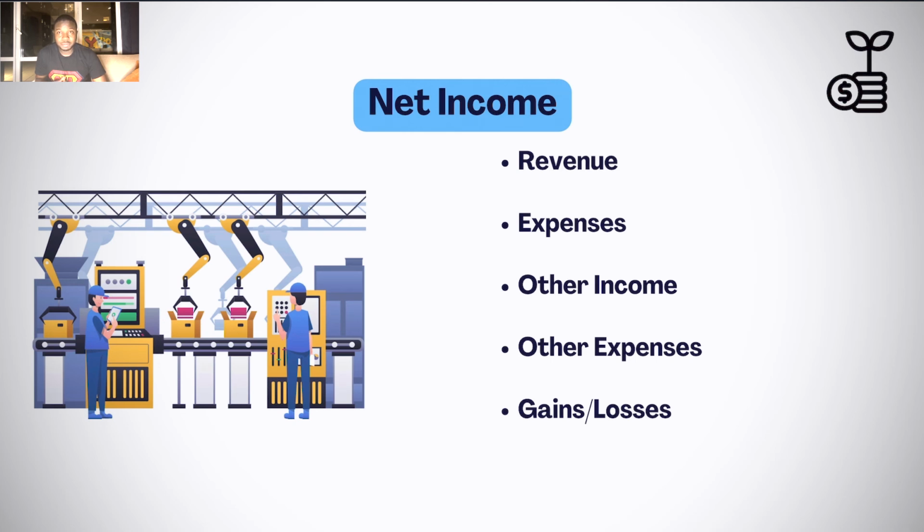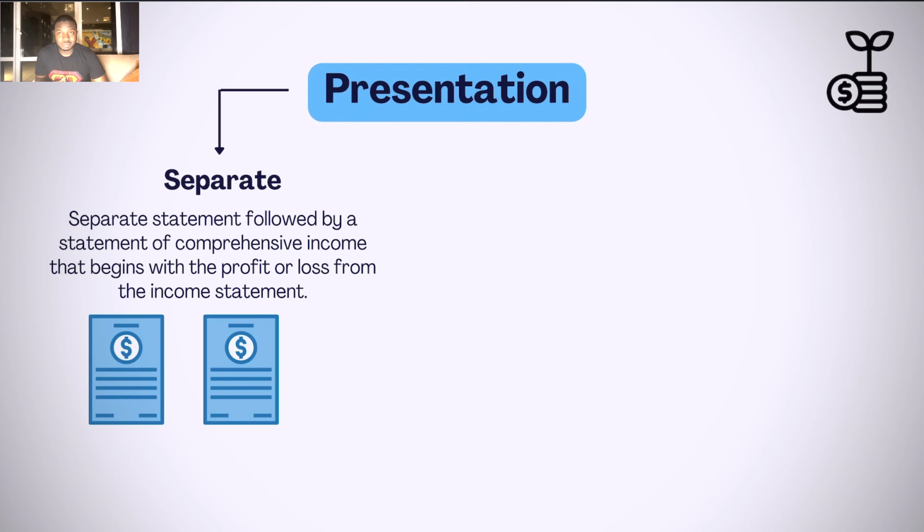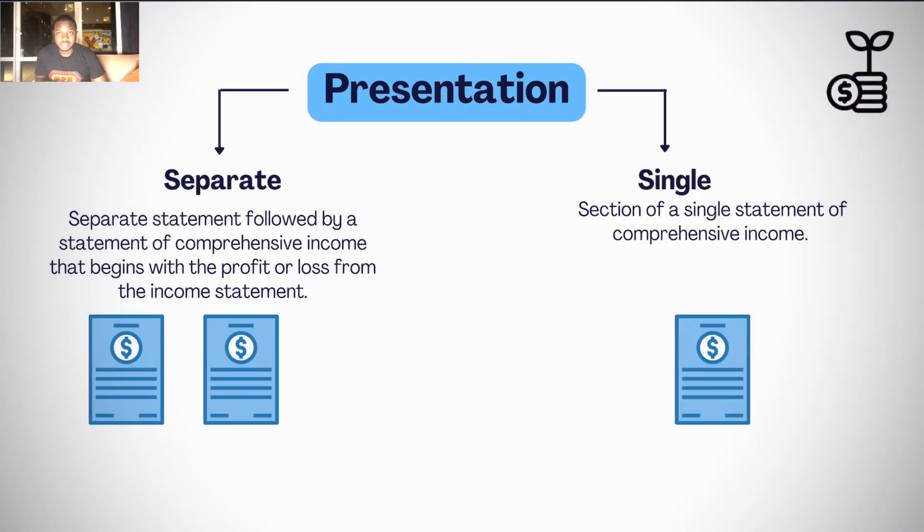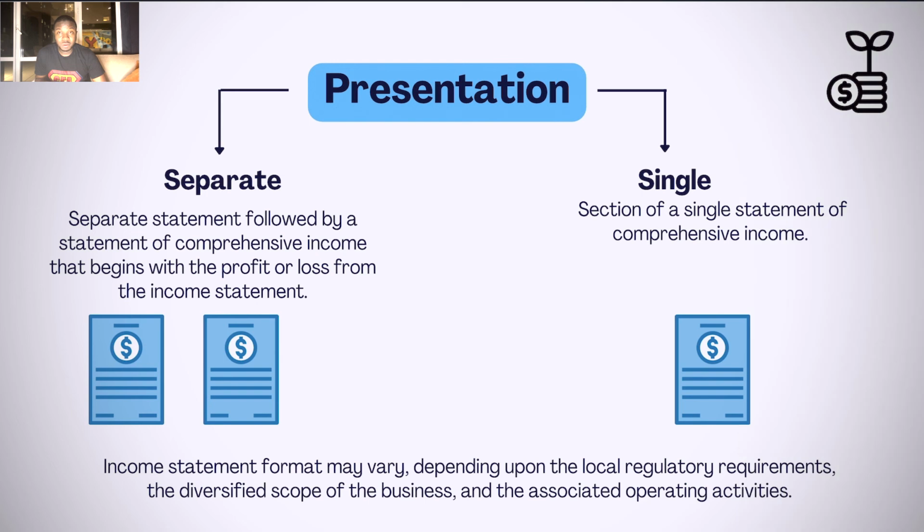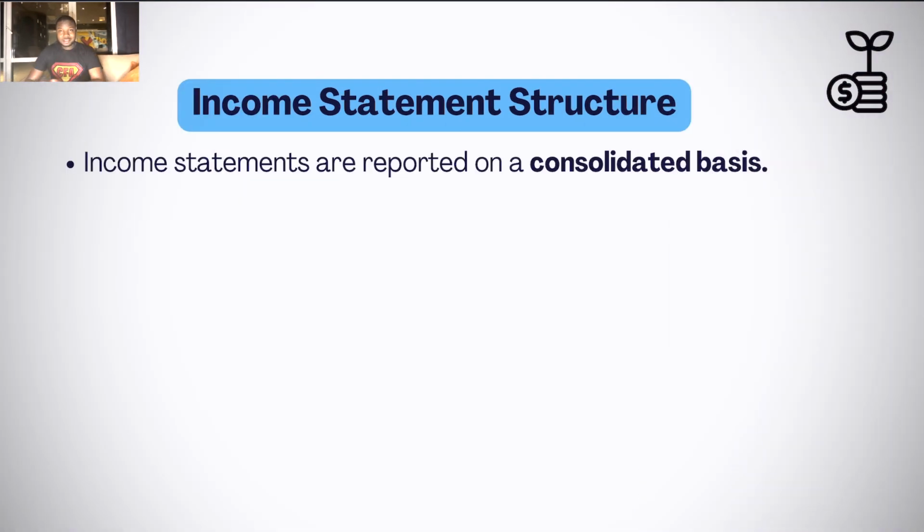Income statement can be presented either as a separate statement followed by a statement of comprehensive income that begins with the profit or loss from the income statement, or as a section of a single statement of comprehensive income. Income statement formats may vary depending on the local regulatory requirements, the diversified scope of the business, and the associated operating activities. Income statements are reported on a consolidated basis.